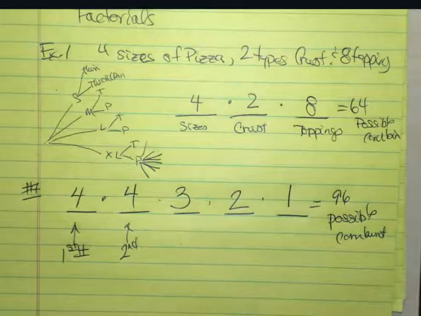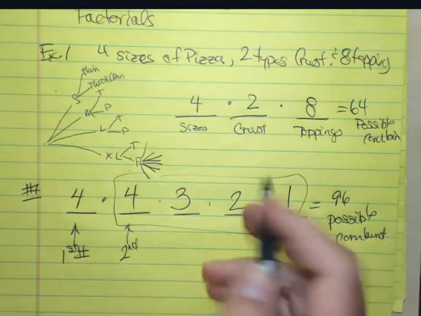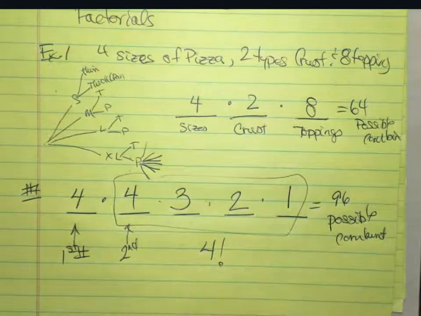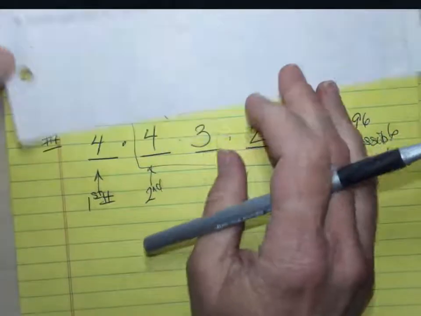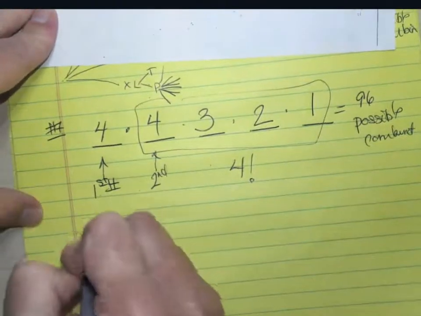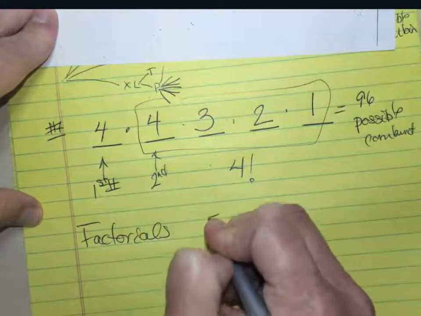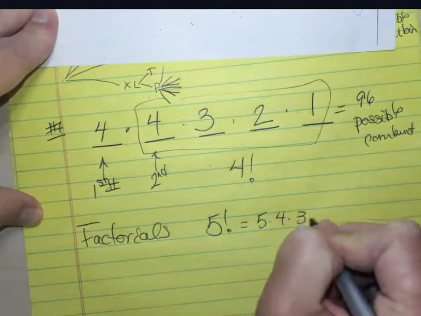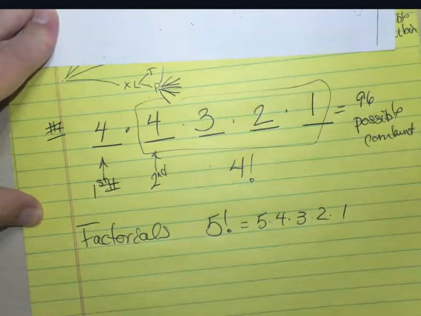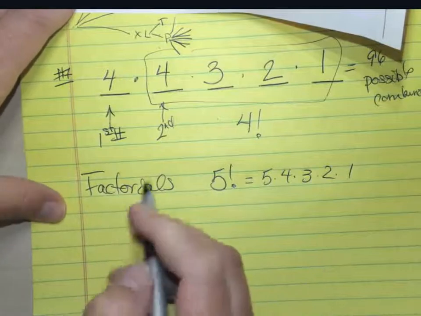The next piece is the factorial. Factorial is just an easy way to write like this. This would be 4 factorial. So factorials. 5 factorial is equal to 5 times 4 times 3 times 2 times 1. So sometimes we have to solve problems that look like this.